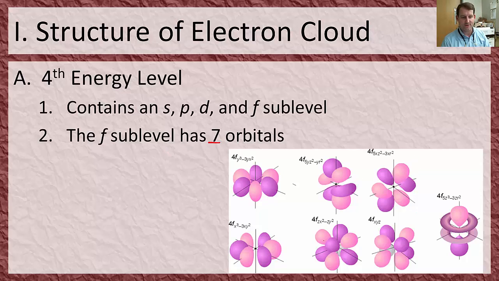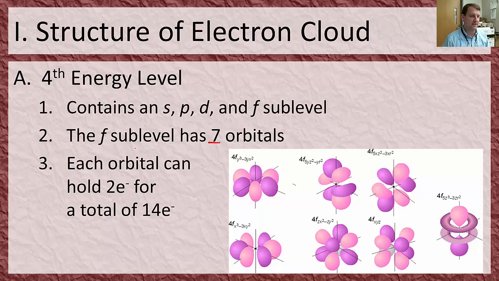Again, these are crazy wild shapes. They're all superimposed on each other. What you need to know is that each of these orbitals can hold 2 electrons, for a total of 14 electrons. So the fourth energy level has 2 electrons from the S plus 6 electrons from the P plus 10 electrons from the D plus 14 electrons from the F, and that equals a total of 2 plus 6 is 8, 18, 32 electrons. Awesome. So that's the structure of the electron cloud, broken into pieces.